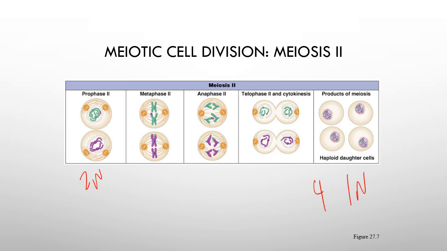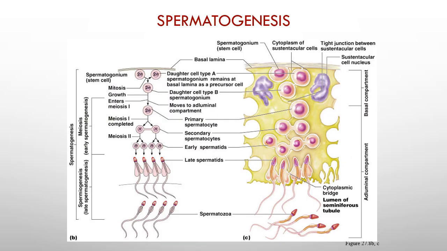Again, in the sperm, all 4 of those cells are going to be functional cells. In the oocyte, there's only going to be a single cell that is a viable oocyte, and the other 3 are going to be polar bodies.